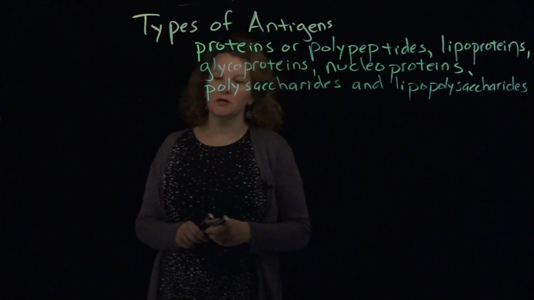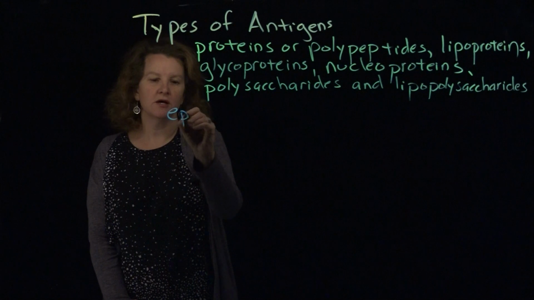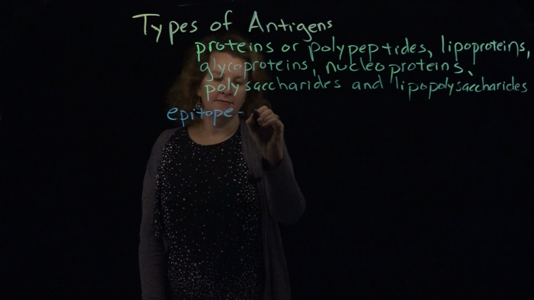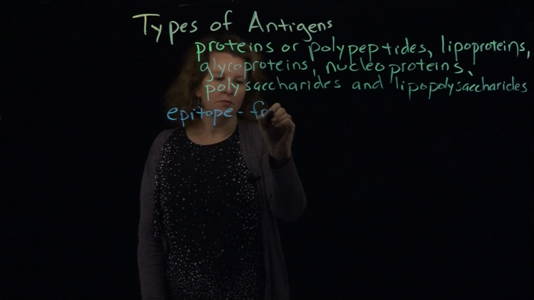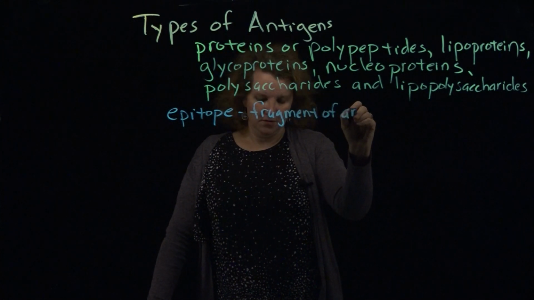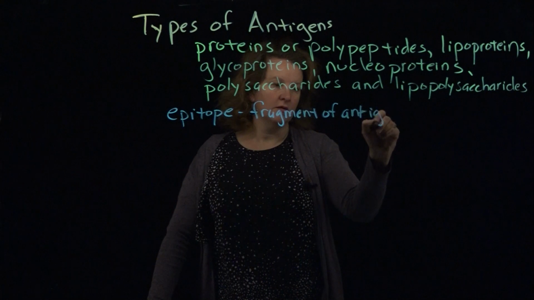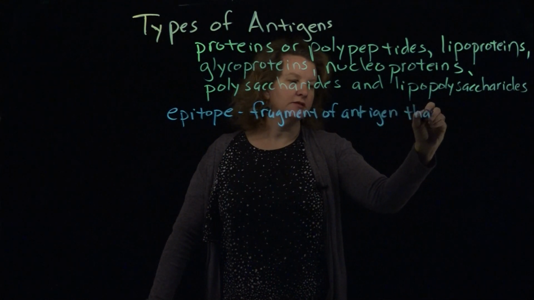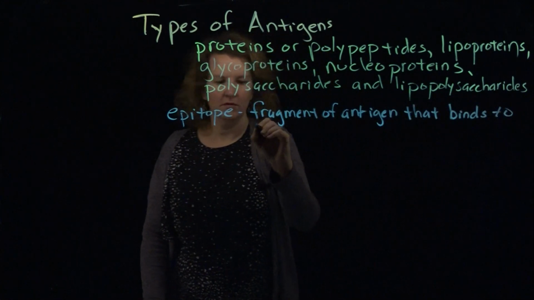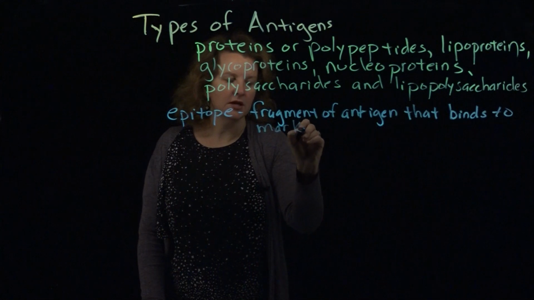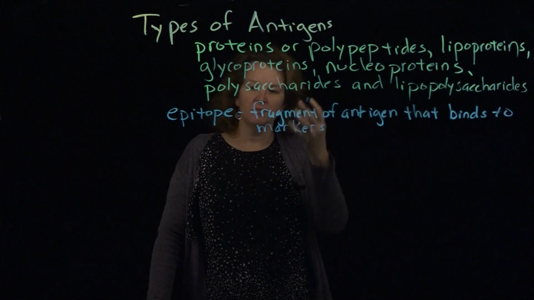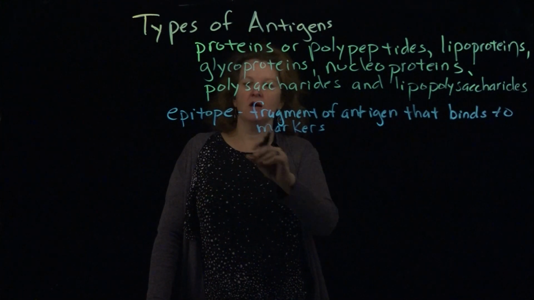So antigen is a term that's often used, but often we are really talking about what's called the epitope. And the epitope is a fragment or part of the antigen that actually binds to the different markers. So if we're looking at an antigen, for example, binding to a B cell receptor, we might be looking at the whole antigen, but there's pieces of it on there that are called epitopes.